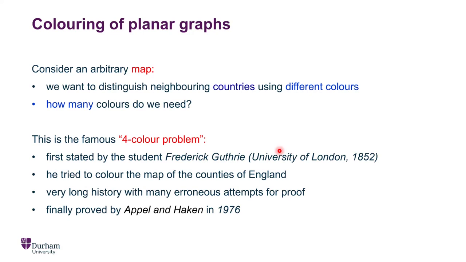Now think of the original problem that I mentioned. We've got maps and we want to color them using different colors to distinguish countries or regions that share a border. Now the problem is, how can we do that using as few colors as possible? This is a very natural problem, right? It's actually been stated since 1852.